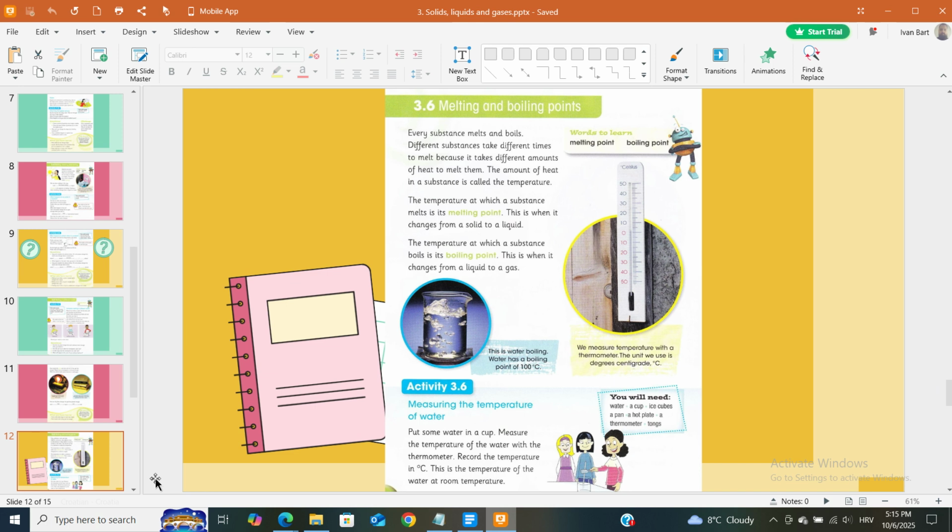This is when it changes from a solid to a liquid. The temperature at which a substance boils is its boiling point. This is when it changes from a liquid to a gas. Words to learn. Melting point.